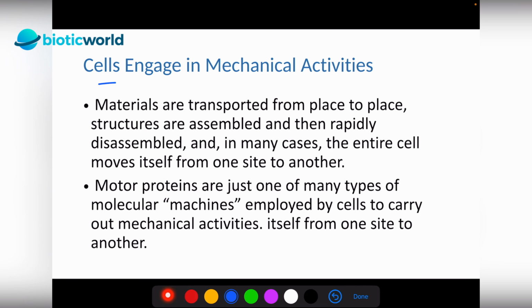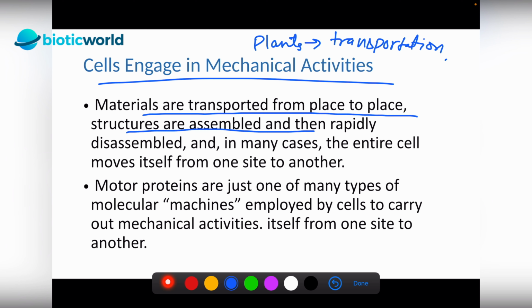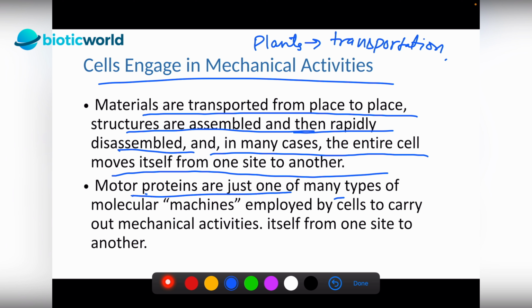Cells engage in mechanical activities, as we know in plants. Materials are transported from place to place, which are assembled and then rapidly disassembled. And in many cases, the entire cell moves itself from one side to another. Motor proteins are just one of the many types of molecular machines employed by cells to carry out mechanical activities.